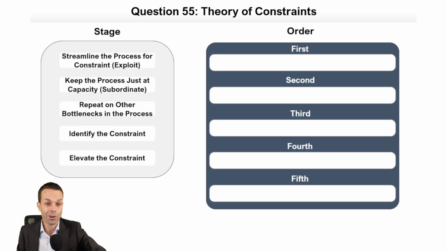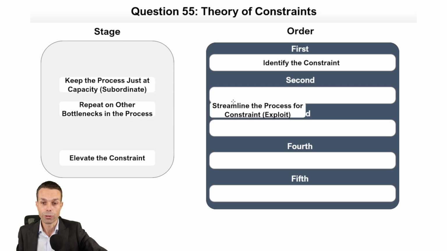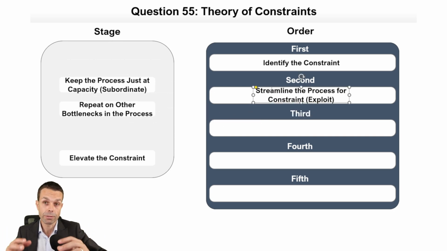Oh, the theory of constraints. Oh, I love this one personally. Very Agile centric, this one. And the order of the theory of constraints, I think Eli Goldratt was the one who did this. First, we need to identify it. So we're going to grab that. And now what do we need to do? Then we're going to improve the process or streamline the process for that constraint. We're just going to do everything we can to improve it without spending money on it.